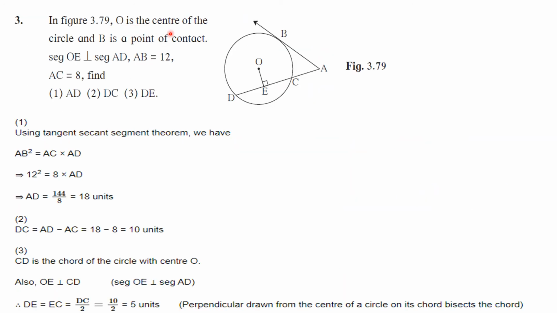Observe the figure. O is the center of the circle. B is any point of contact. OE is perpendicular to AD. AB is 12. AC is 8. Then find out AD, DC and DE.